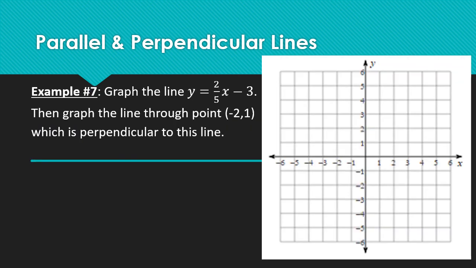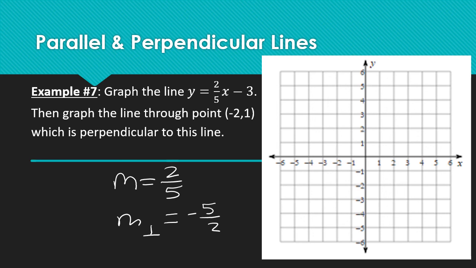All right, and last but not least, a graphing problem. It says, let's graph the line y equals 2x minus 3, and then graph the line through the point -2, 1, which is perpendicular to this line. So if I think about perpendicular, first of all, the slope of my original equation is 2/5. So I need to think about what the slope of that perpendicular line is going to be. And I am so smart, and we have studied this like crazy.